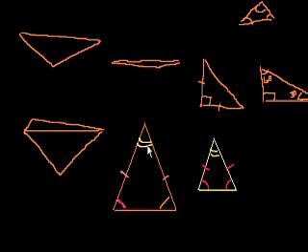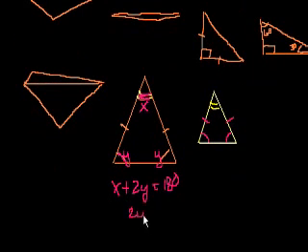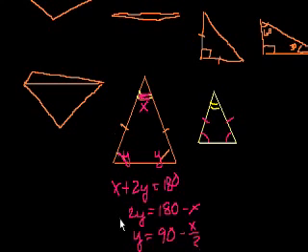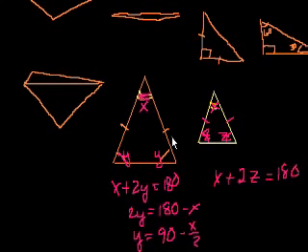Well, think about it. Whatever angle this is, let's call this x, right? And let's call this angle y and this angle y. We know that x plus 2y is equal to 180, or that 2y is equal to 180 minus x, or y is equal to 90 minus x over 2. Now, if this is x, and let's call these z and z, so we know that x plus 2z is equal to 180. All the angles in a triangle have to add up to 180.